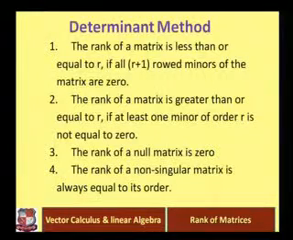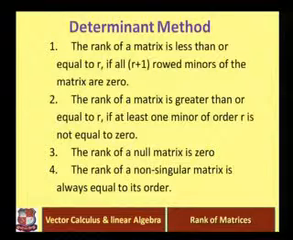The rank of the matrix is less than or equal to r if all r plus 1 order minors of the matrix are 0. Second, the rank of the matrix is greater than or equal to r if at least one minor of order r is not equal to 0. Obviously, the rank of the null matrix is 0, because in the null matrix the determinant is 0 and there is no non-zero element.